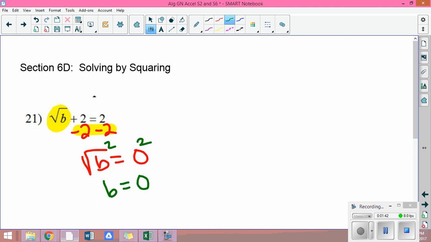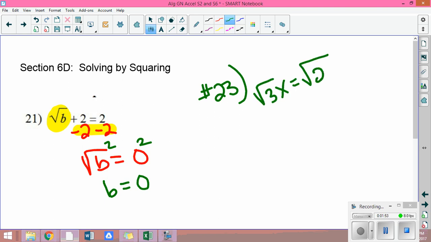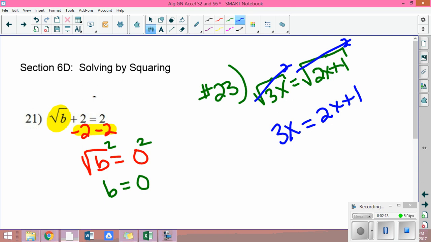If we look at number 23, just as a quick example, you would have the square root of 3x equal to the square root of 2x plus 1. In this case, you have two square roots. They are isolated, one on each side, which is what we want. When there are two, one on each side, go ahead and square both sides. The roots and the squaring cancel, and you're left with 3x is equal to 2x plus 1. Very quick to solve.